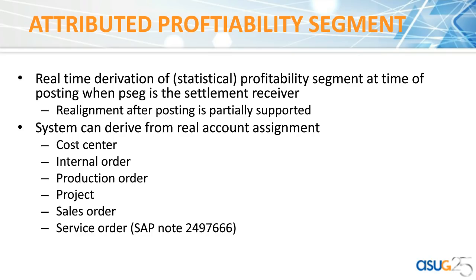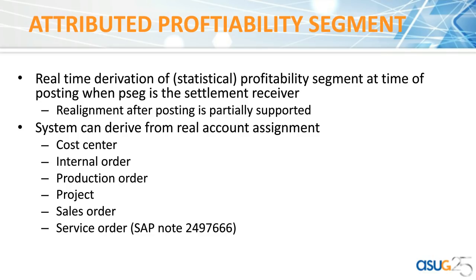One of the remaining features that was still kind of hanging out there for me is, what about it if I have an internal order, or more commonly a project system that settles to a profitability segment? I don't get visibility of that on the profitability segment until the settlement occurs. Well, that's where this third new feature, attributed profitability segment, moves me much closer to real-time information at the profitability segment level.